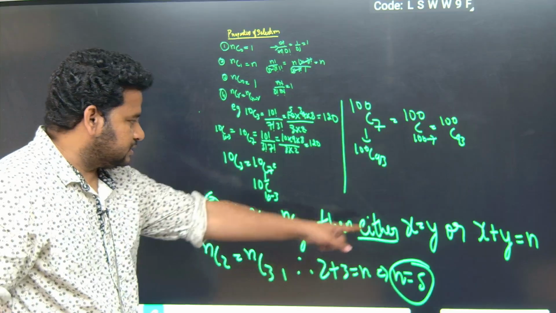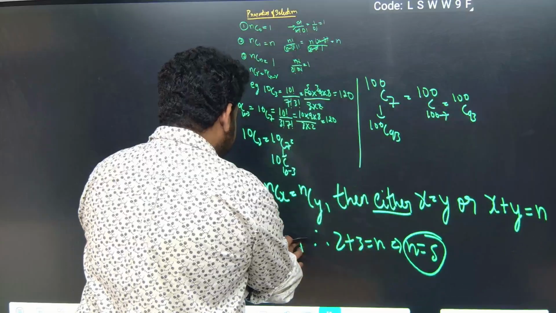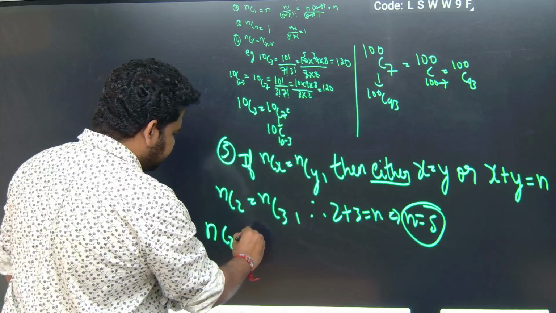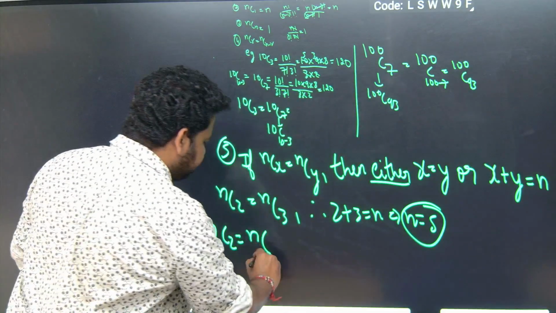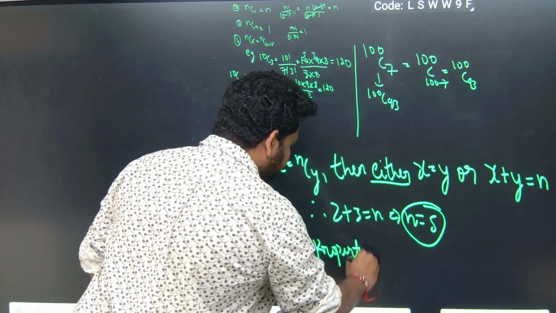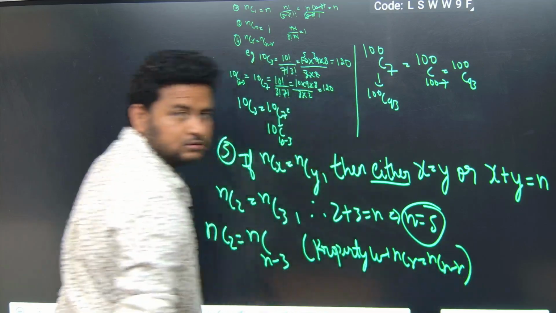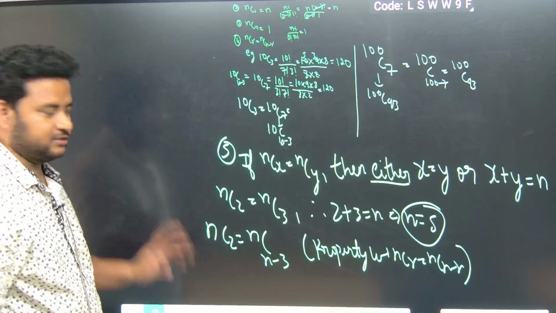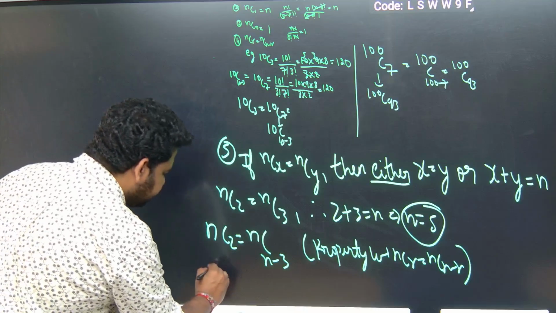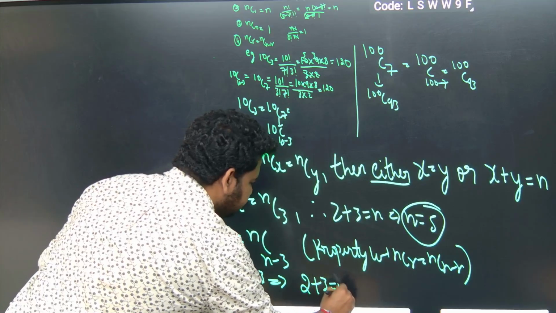So how did I get this? You may be wondering how I am getting x plus y is equal to n. See here, nC2 is equal to nC3, and I can write nC3 as nC(n minus 3). I am using property 4, which says that nCr is equal to nC(n minus r). So as per that, nC2 is equal to nC(n minus 3). Now I can use the property x is equal to y, that means 2 is equal to n minus 3. This implies 2 plus 3 is equal to n, hence proved.